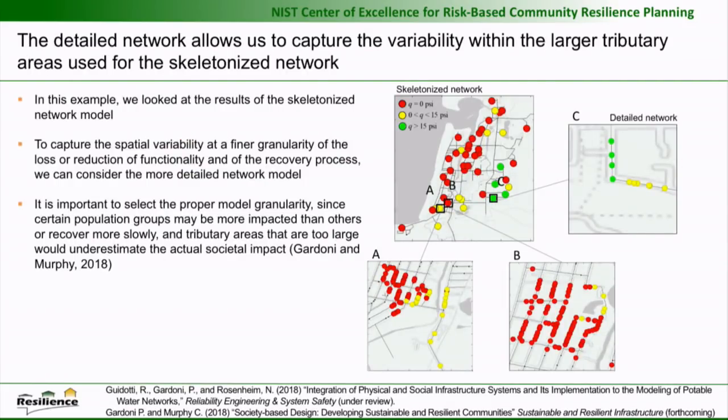In this example, we look at the results of the skeletonized network model. To capture the spatial variability at the finer granularity of the loss or reduction of functionality and of the recovery process, we can consider the more detailed network model. It is important to select the proper model granularity since certain population groups might be more impacted than others or recover more slowly, and tributary areas that are too large could underestimate the actual societal impact.